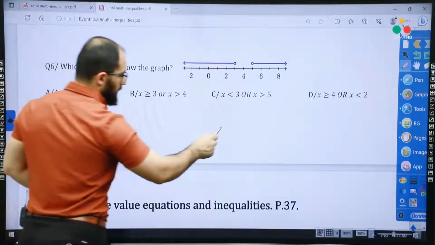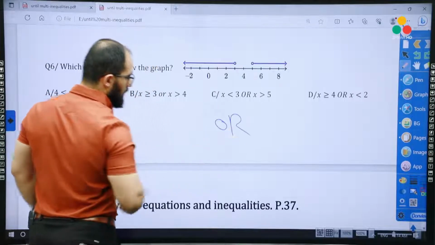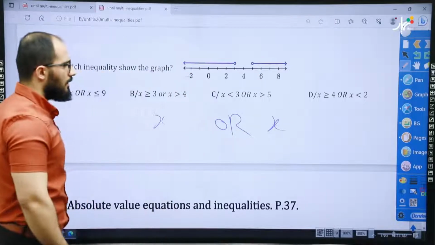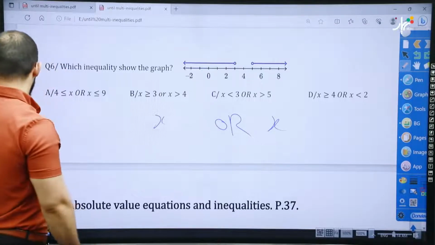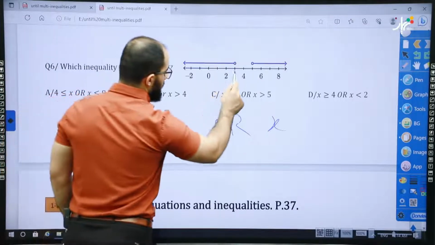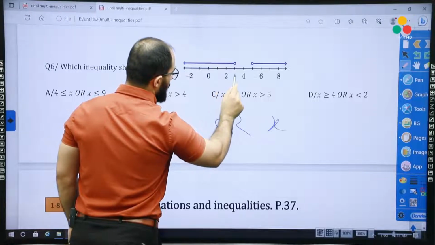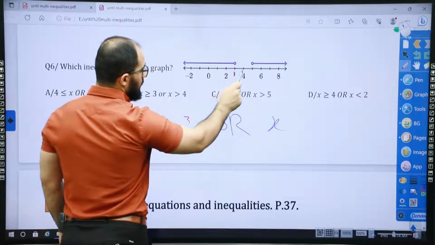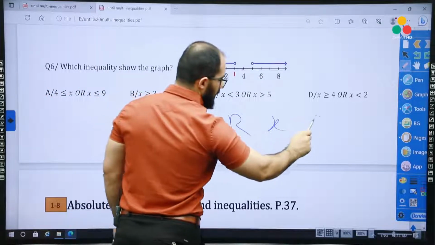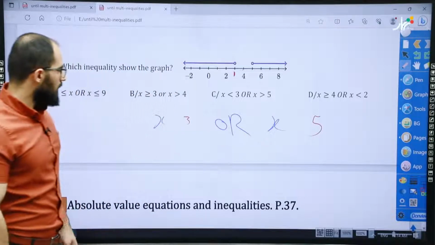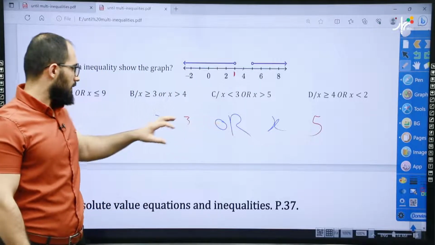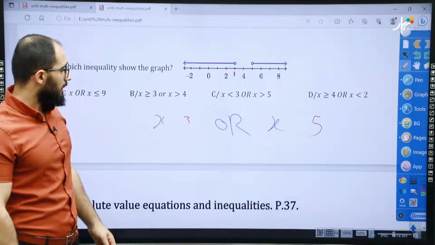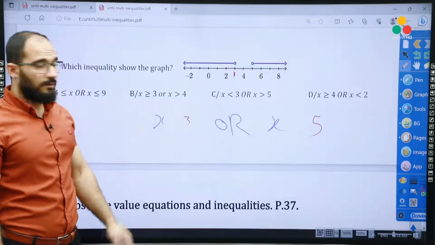So we are going to write OR, we have x, and also we have x. Then what are the numbers? The first number, we have 0, 1, 2, 3. So it is 3. The second number, 3, 4, 5. So it is 5. So right now we wrote the OR inequality, then x, the number, and also x, the number. The only thing left is to write the inequality sign.